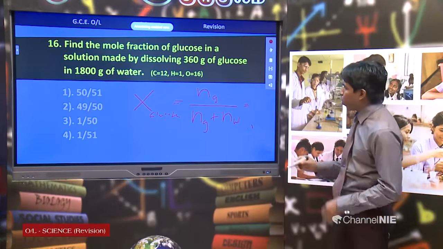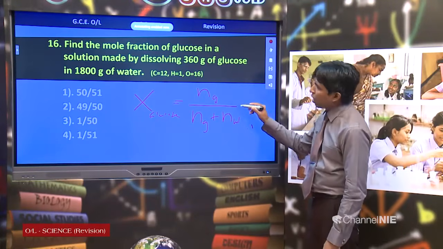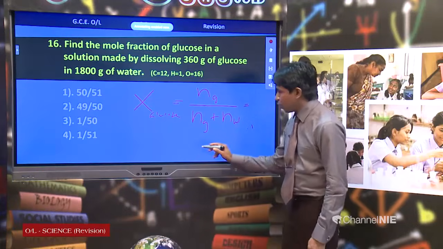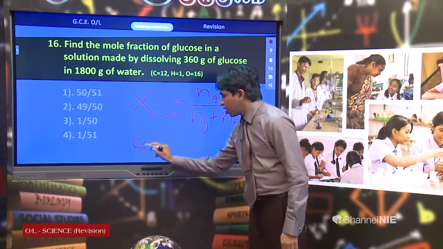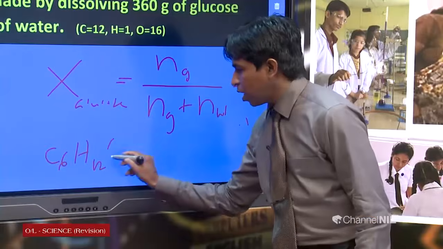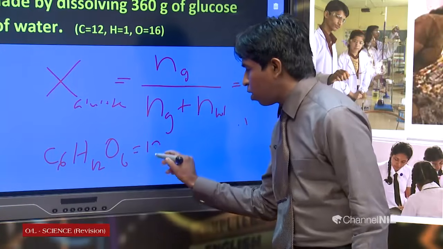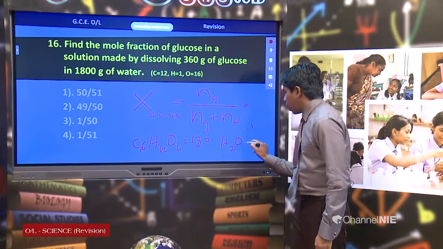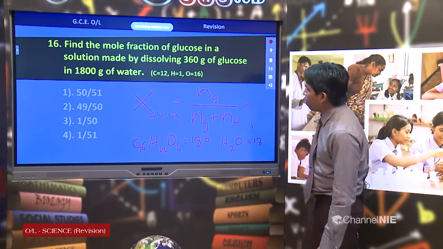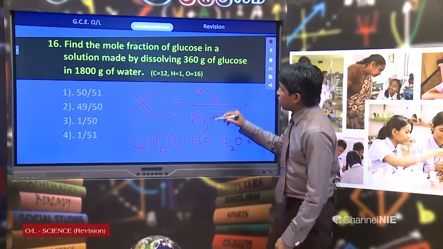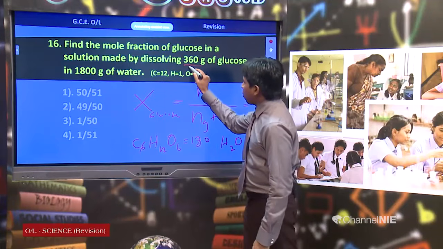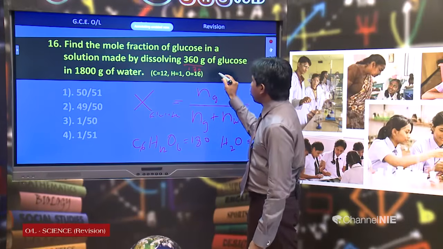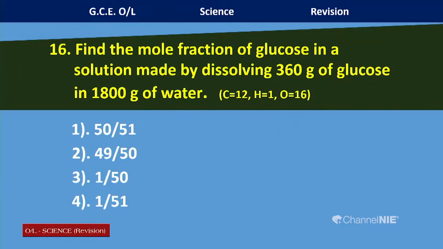For glucose moles you get 360 grams of glucose divided by the molar mass of glucose, which is 180. Glucose molar mass, C6H12O6, is 180 grams per mole, and water molar mass will be 18. When you divide 360 by 180, you get 2 moles. You get glucose, 2 moles.